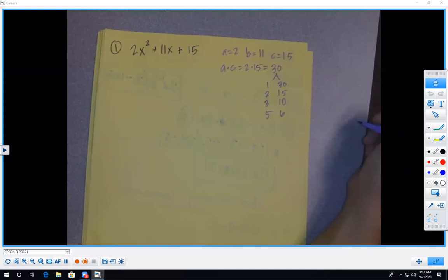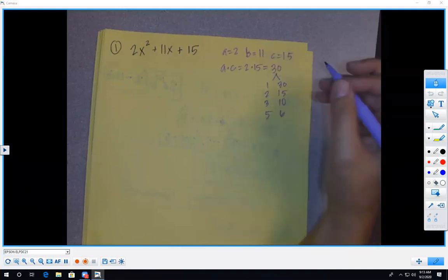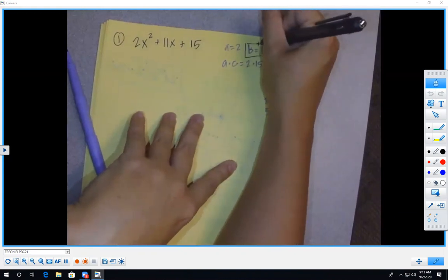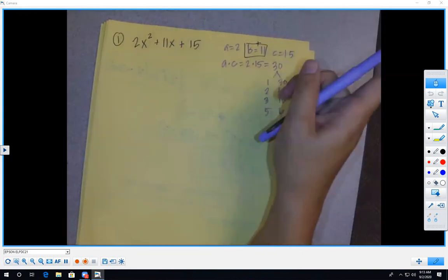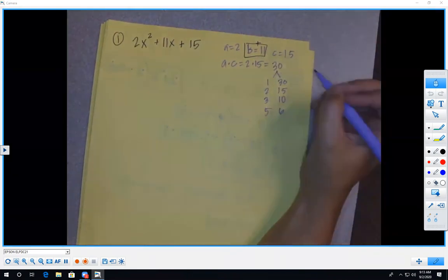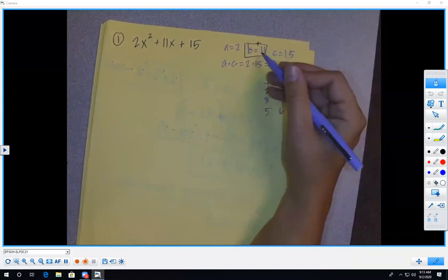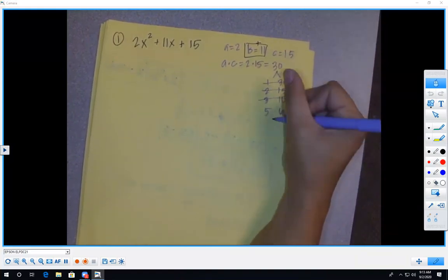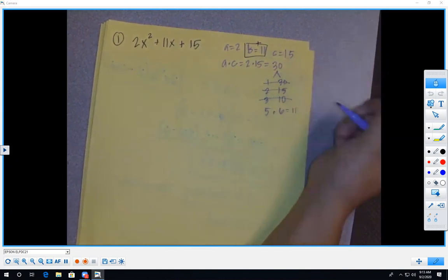Okay, so now I'm going to choose the option that adds to give me my B value, 11. I want it to add to give me B. So if you look at all your options, is 1 plus 30 equal to 11? No. Is 2 plus 15 equal to 11? No, it's 17. What about 3 plus 10? No, it's 13. 5 plus 6 equals 11. So that's the one I want to use.